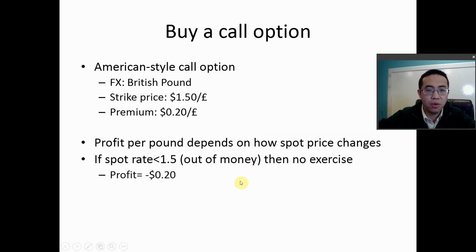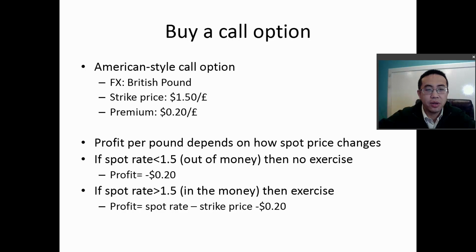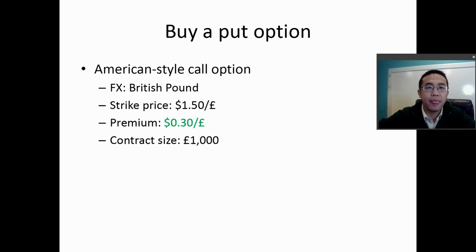If the spot rate is lower than 1.5, the buyer should not exercise the option. Then the buyer just recognizes a loss equal to the premium. If the spot rate is greater than the strike, then the buyer would choose to exercise it and make a profit of the spot minus strike minus the premium.